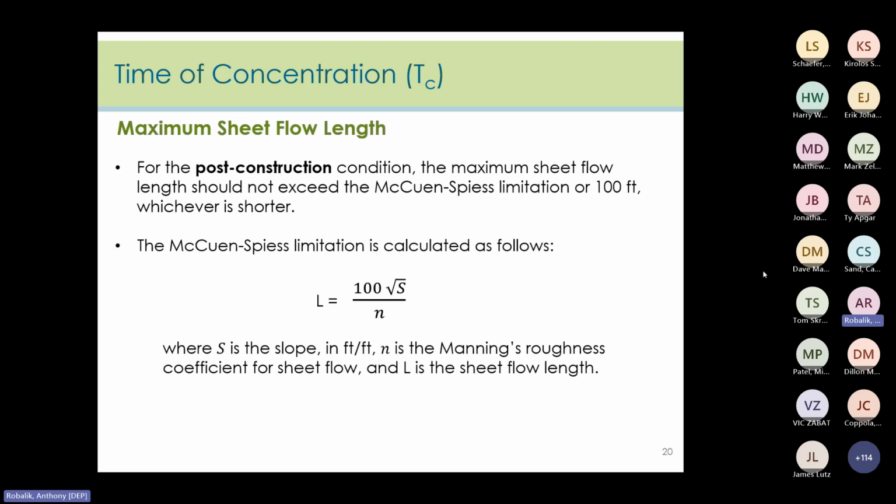If the sheet flow length determined by McEwen-Speece exceeds 100 feet, then the sheet flow length must be limited to 100 feet because that's our max. But keep in mind, this criteria is for the maximum sheet flow length that can be used. So again, if site conditions have a physical obstruction at a distance that's less than both the McEwen-Speece calculation or the 100 feet, then that shorter distance is the one that should be used.